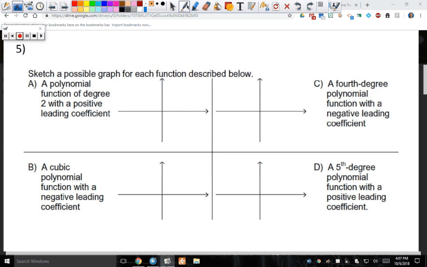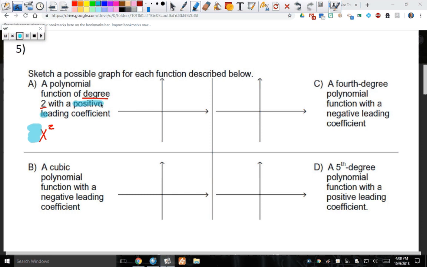So let's first notice that the polynomial function is of the degree 2. So it's going to be an x squared of some kind. And it has a positive leading coefficient. So it's going to have a positive 1. And it could have a positive 1, it could have a positive 2. As long as it's positive, that's what we care about. Okay? So let me highlight this the same color so you can see me progress through this problem.